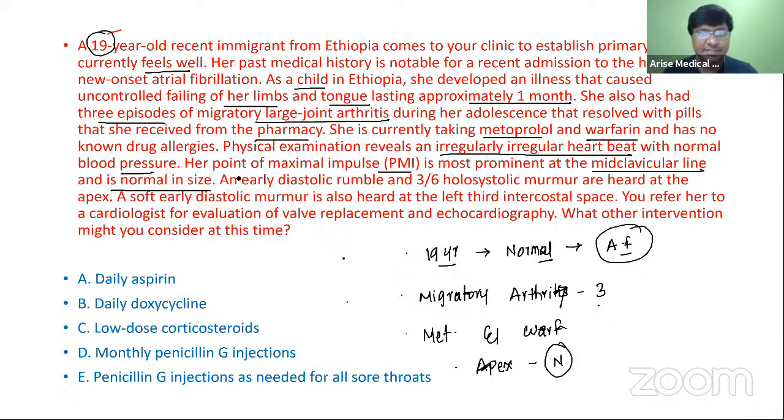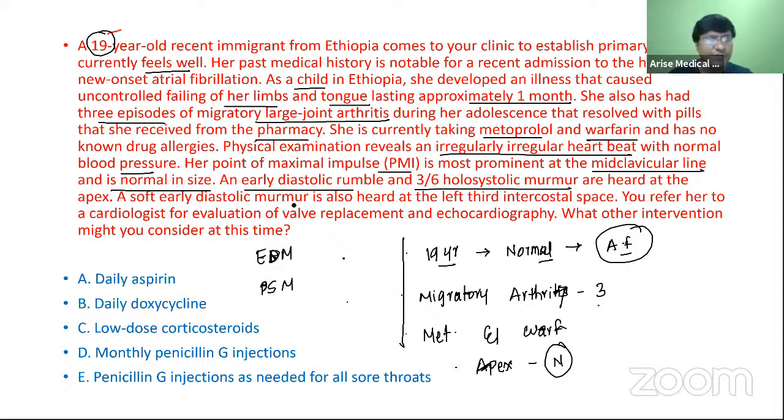Right, apex beat is in the normal position. So an early diastolic rumble and 3/6 holosystolic murmur are heard at the apex. On auscultation, what are the murmurs you are getting there? Early diastolic murmur is there, right? And there is also the pansystolic murmur, right?